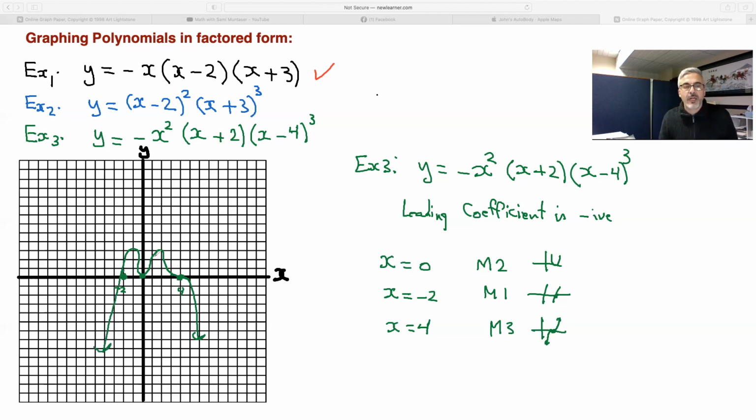Of course, don't worry about the accuracy here. How far you go up doesn't matter. You're not responsible for that. The most important thing is the behavior here: multiplicity of 2, multiplicity of 1, multiplicity of 3. Or end behavior.